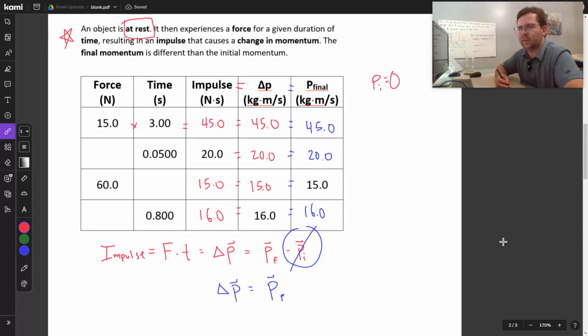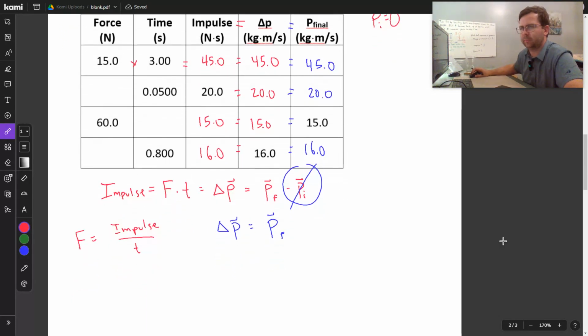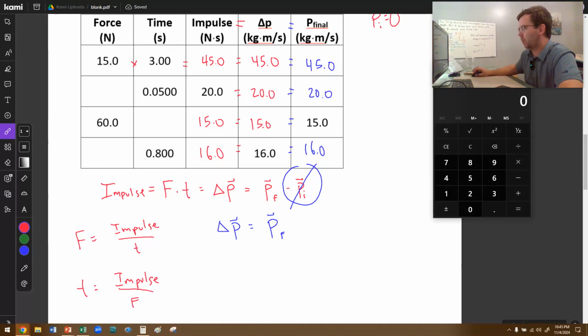So to find the force, for example, if I look at this equation, I'm going to divide by time. So I take the impulse and divide by time. And likewise the time is just going to be, let me scroll down a little bit here, the time is just the impulse divided by the force. So I'm going to need to pull out my calculator maybe to do part of this.